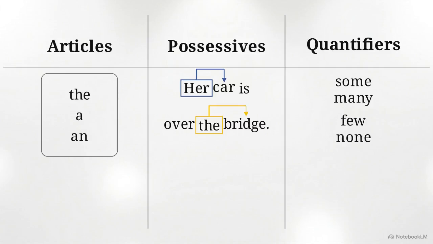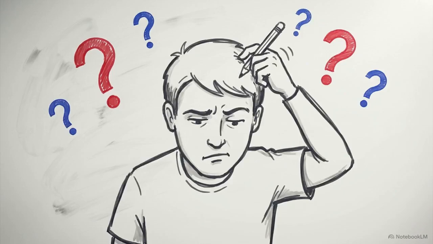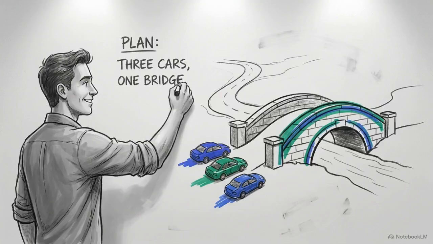Quantifiers deal with amounts, using words like some, many, few, or none. When attached to a noun, like saying a few cars, the quantifier limits exactly how many items you are talking about. Without these three tools, your reader is left guessing. They have no way to know who owns an object, how many there are, or if you mean a specific item versus a general one.